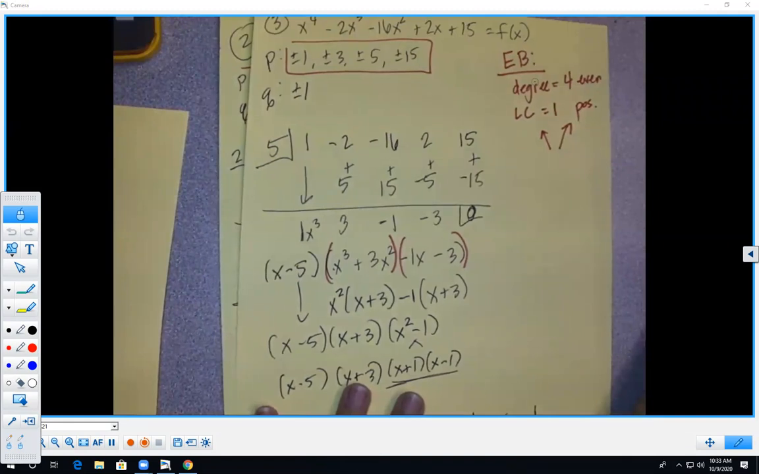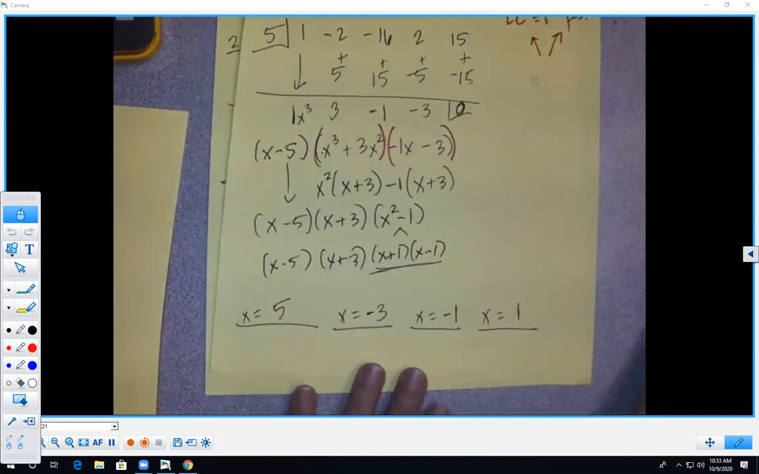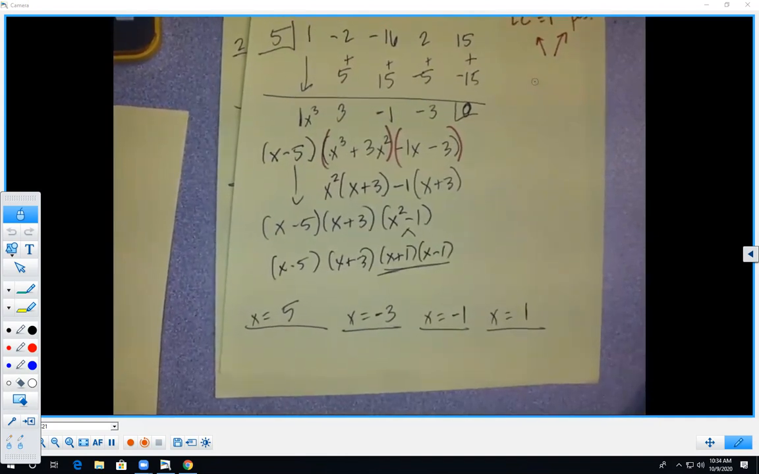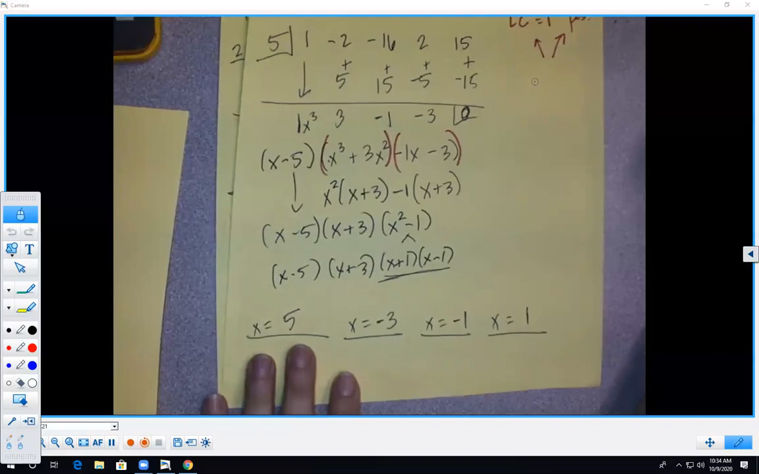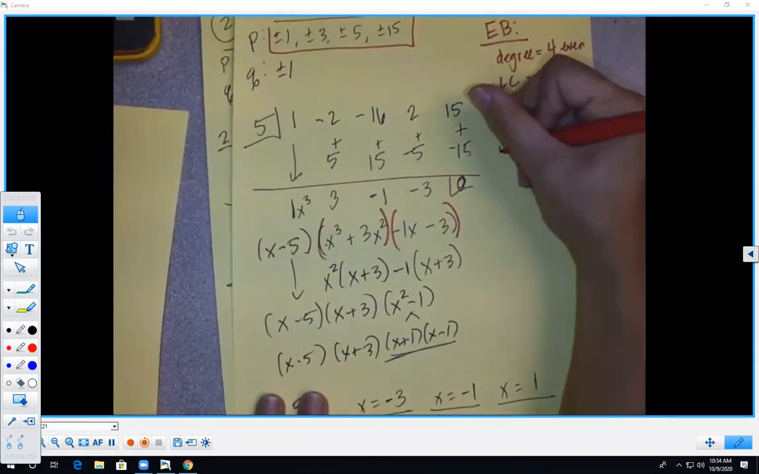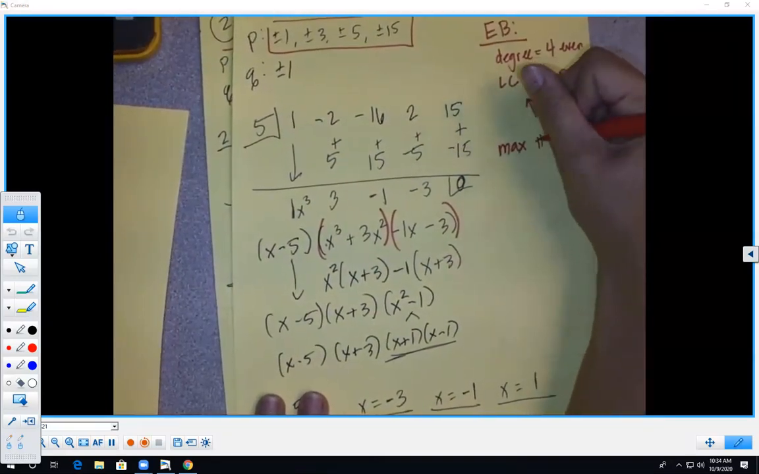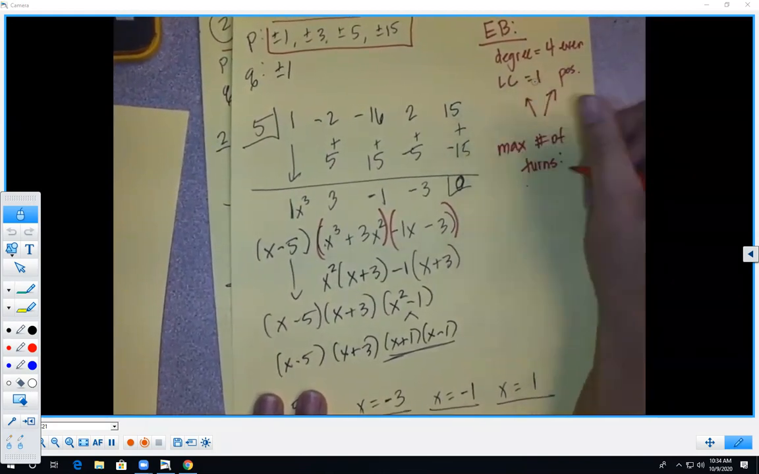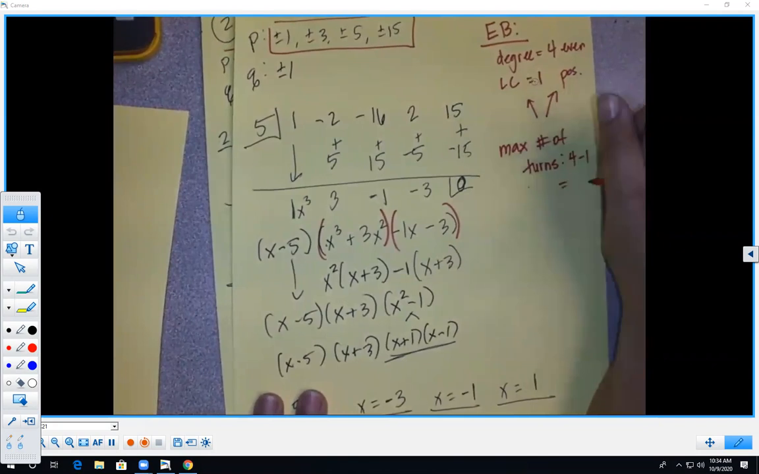The next thing I would find is my solutions. Check: 5, -3, -1, 1. Okay, so I'm going to put all those on my graph. None of them have multiplicities here. They all have a multiplicity of 1, right? So that means that they all just cross straight through. They don't do anything special. What's the max number of turns this has? Yep, it's the degree minus 1. So 4 minus 1 equals 3.